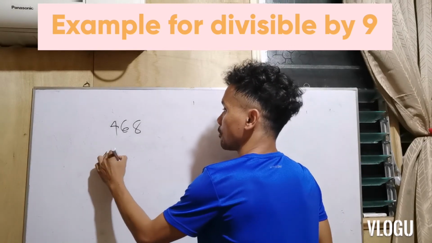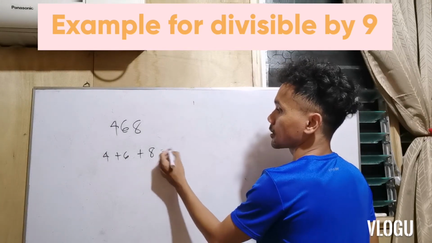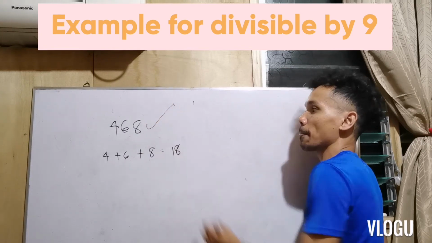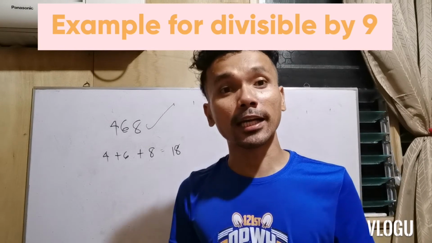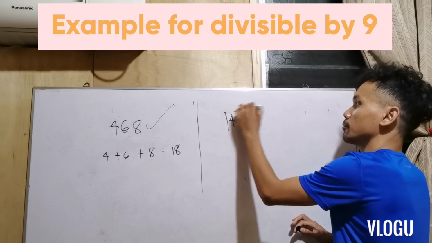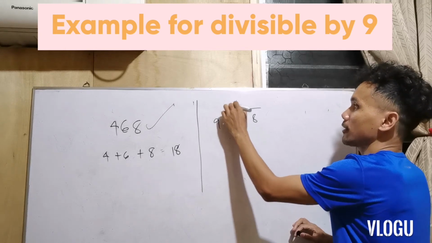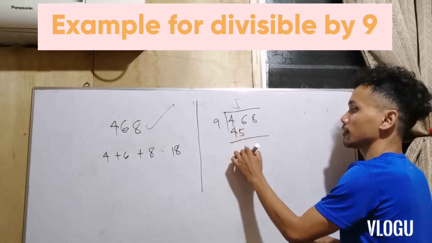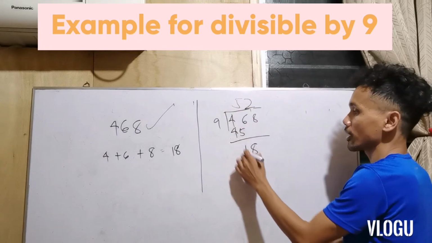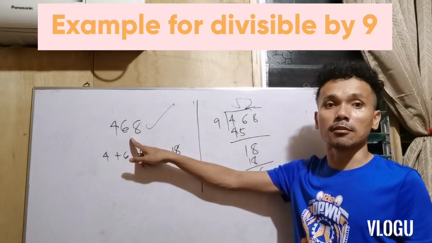Okay? Test natin. The sum of the digits is divisible by 9. So, sum. 4 plus 6 plus 8. This is equal to 18. Is 18 divisible by 9? Yes. 18 divided by 9 is 2. So, therefore, 468 is divisible by 9. So, i-check natin. 468 divided by 9. Checking nyo na lang. So, you have 4, 5, 45. I have 18. So, I have 9. I have 2. So, you have 18. You have 0. Okay? So, 468 is divisible by 9.